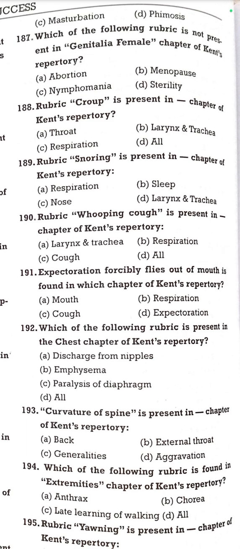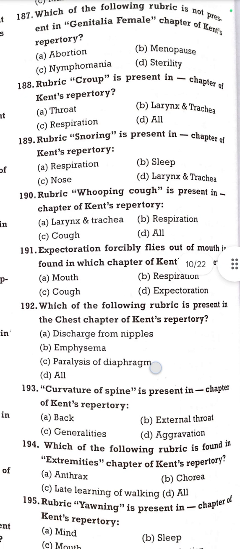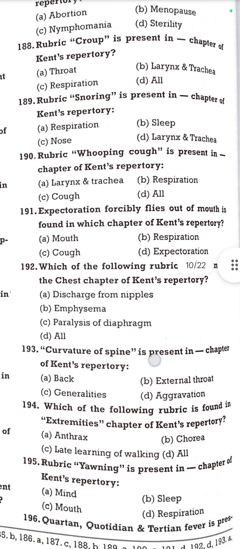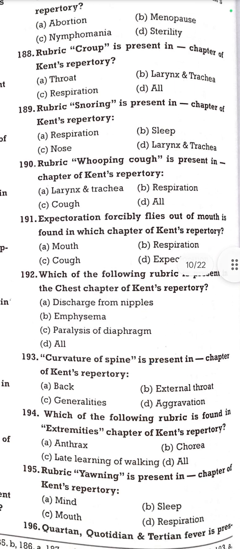188. Rubric croup is present in larynx and trachea chapter of Kent's repertory. Next, rubric snoring is present in respiration chapter of Kent's repertory. 190. Rubric whooping cough is present in cough chapter of Kent's repertory. 191. Expectoration forcibly flies out of mouth is found in expectoration chapter of Kent's repertory.